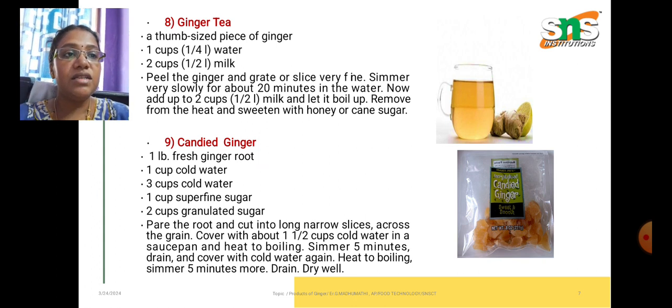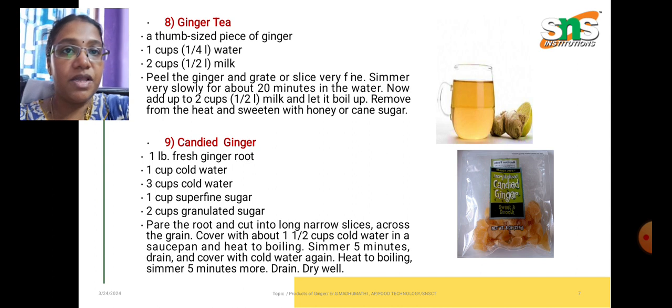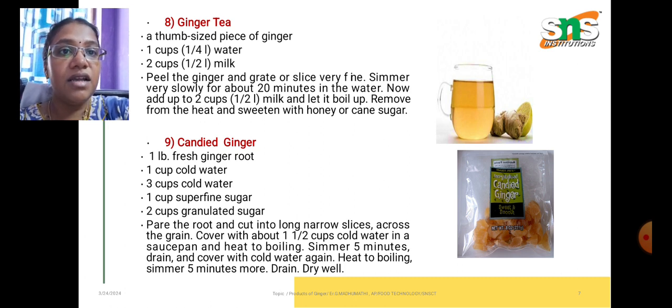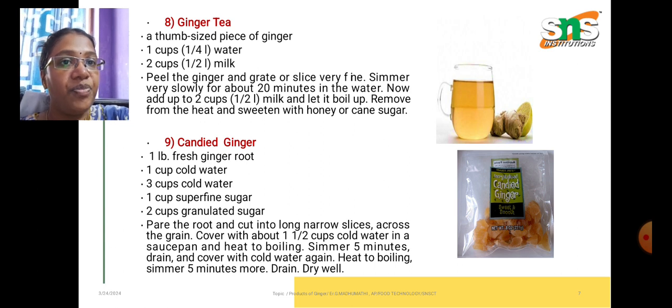And the eighth one is the ginger tea. Ginger tea is nothing but a thumb sized piece of ginger used for the preparation of ginger tea. As we all know, we peel the ginger and grate or finely slice it. Then after 20 minutes of boiling in water, we add 2 cups of milk and let it boil, then remove it from the heat and sweeten with either honey or cane sugar.